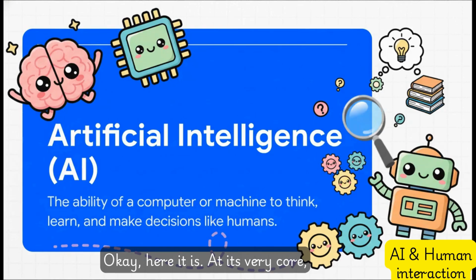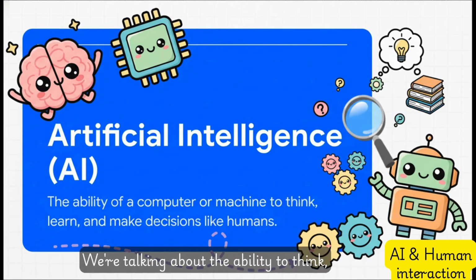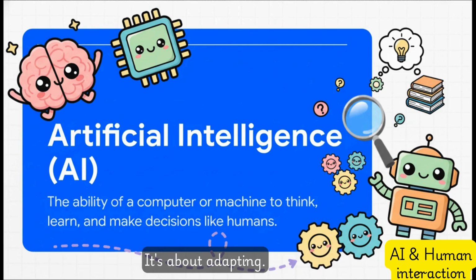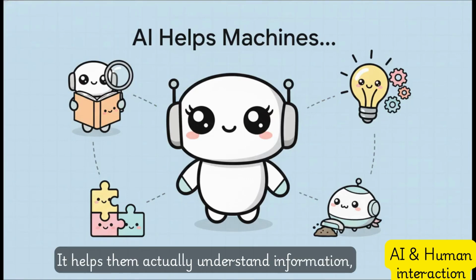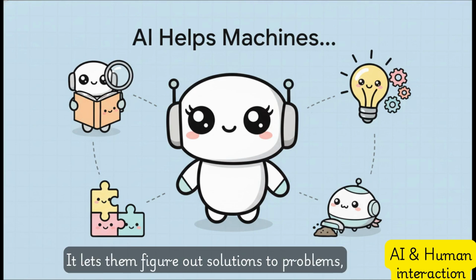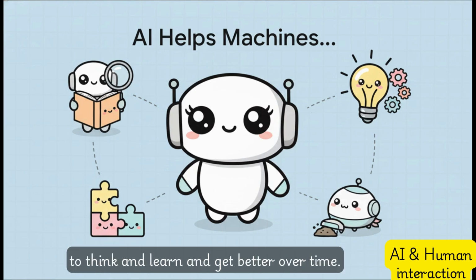Okay, here it is. At its very core, AI is all about giving a machine the power to do things that normally require human intelligence. We're talking about the ability to think, to learn from past experiences, and then to make decisions based on what it's learned. It's not just about following a pre-written set of rules, it's about adapting. And when a machine can do that, this is what it unlocks. It helps them actually understand information, not just store it like a file. It lets them figure out solutions to problems, handle tasks all by themselves, and this is the really big one, to think and learn and get better over time.